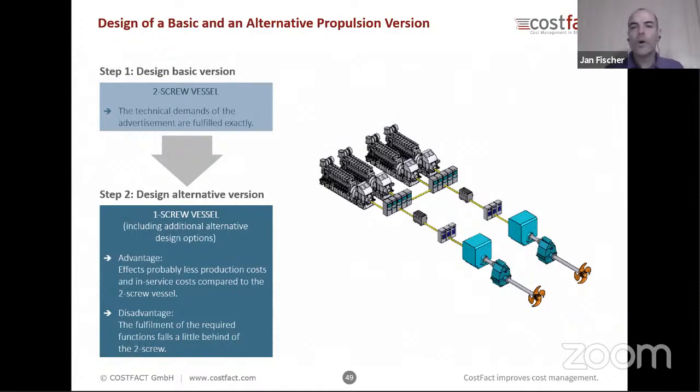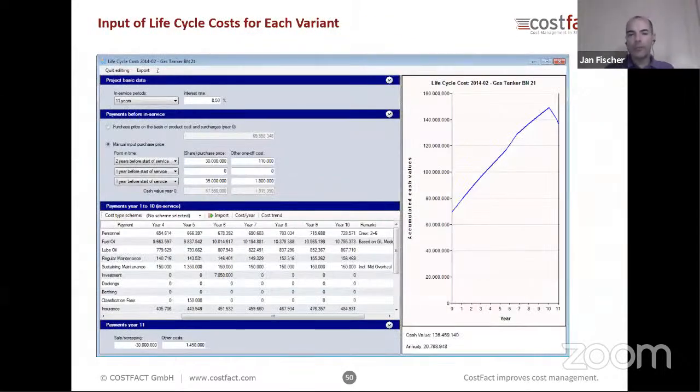And one thing was that this alternative design has only a 1-screw propulsion system instead of the original requested 2-screw vessel. And then for both variants, Flensburger calculated the life cycle cost. And here's the main entry window for the life cycle cost.